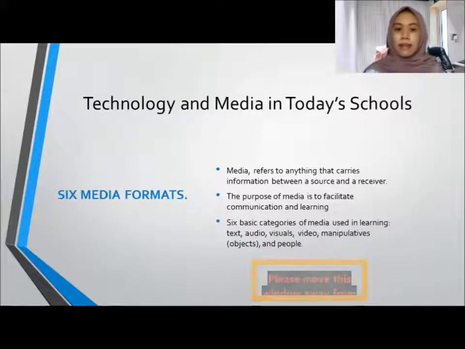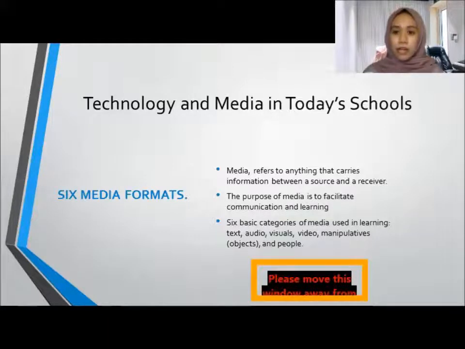Next, there are 6 media formats. Media means communication. It refers to anything that carries information between a source and a receiver, and its purpose is to facilitate communication and learning. There are 6 basic categories of media used in learning. They are text, audio, visual, video, manipulatives or objects, and people.